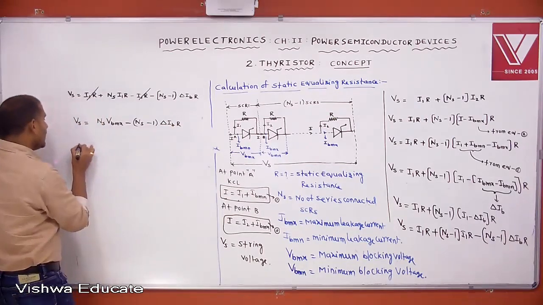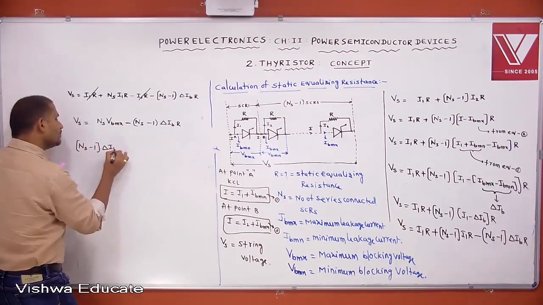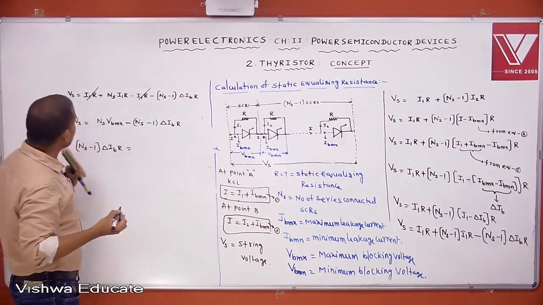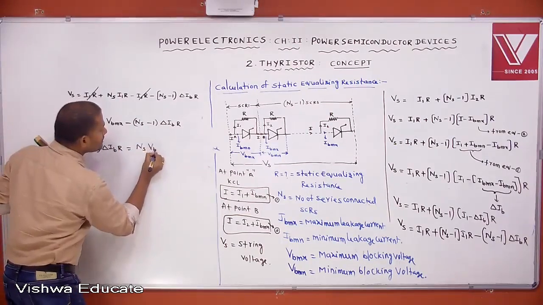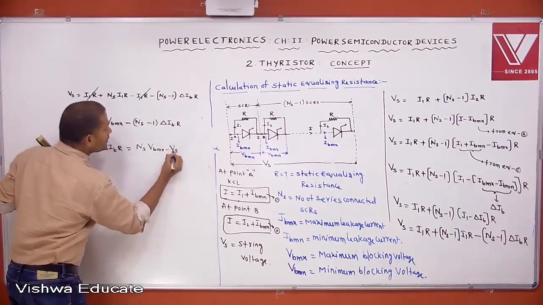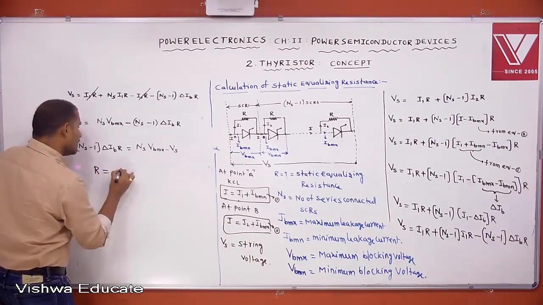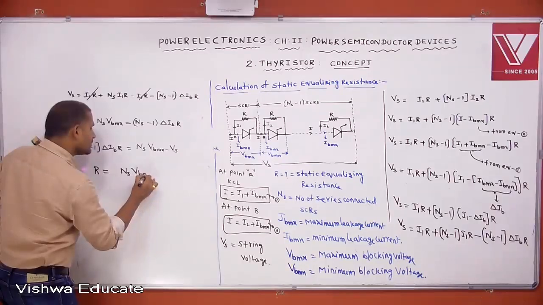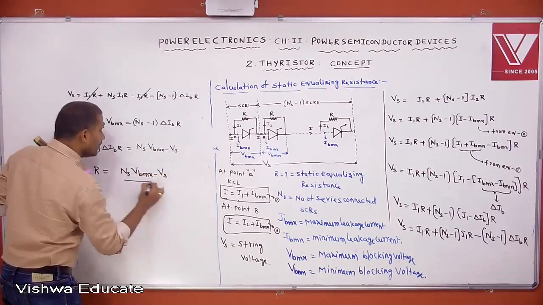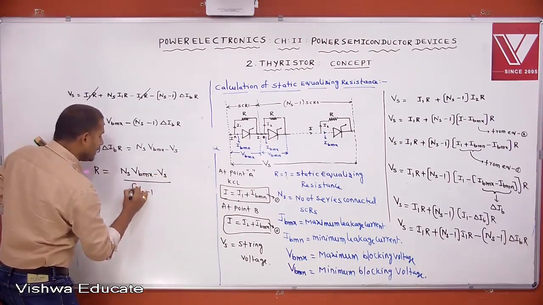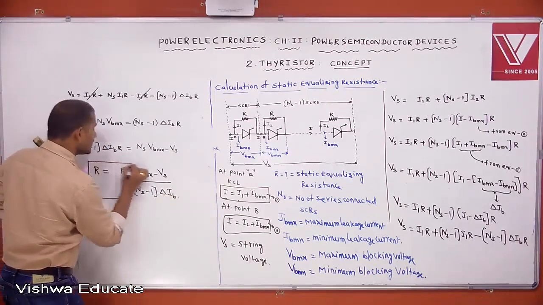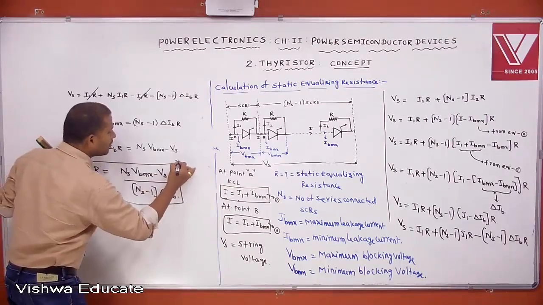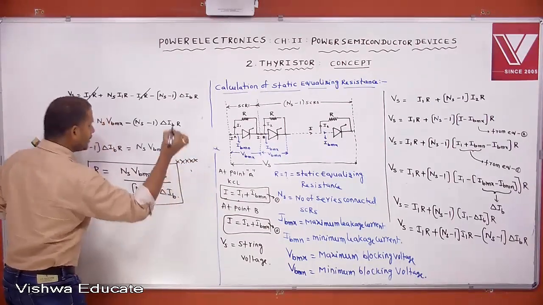Now from this, you write like this: (NS minus 1) into delta IB into R equals NS into VBMX minus VS. Then from this, what is R equal to? R equals (NS into VBMX minus VS) by (NS minus 1) into delta IB. This is the value of static equalizing resistance you connect in order to equalize which characteristics? Static VI characteristics.